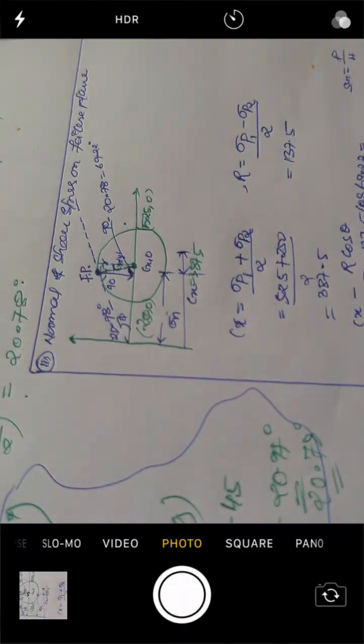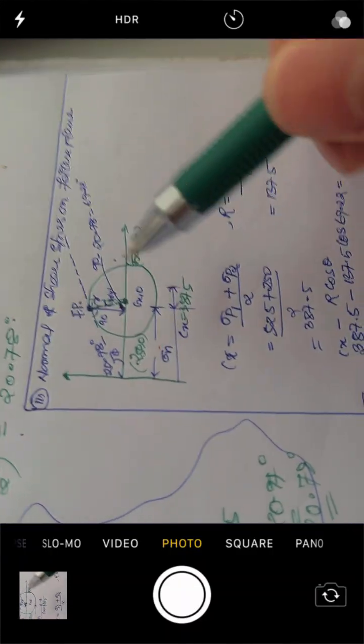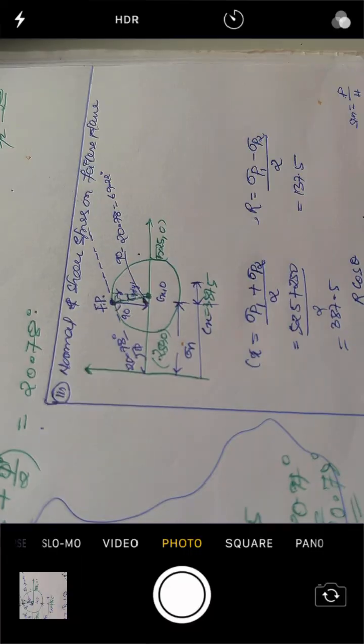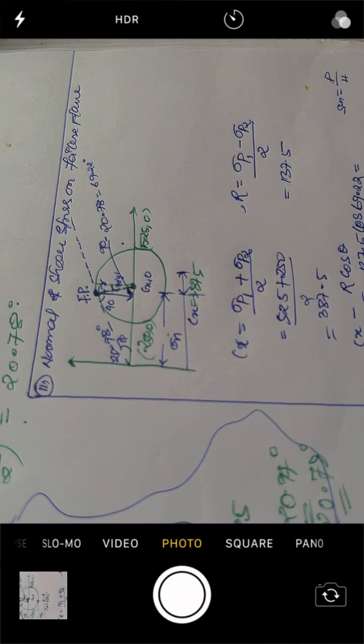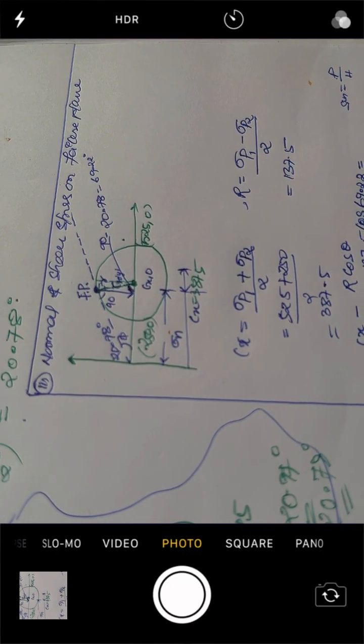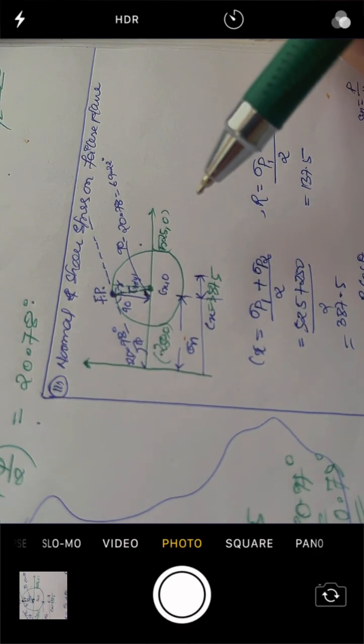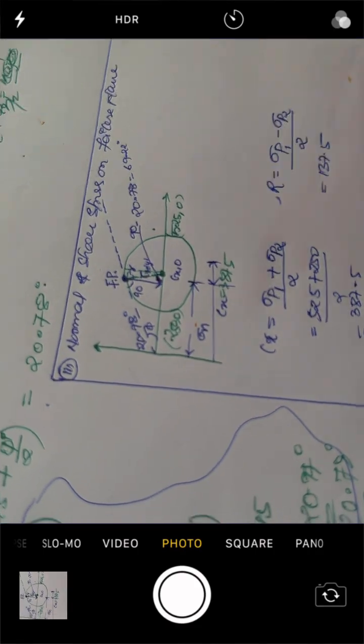Now we'll come to the third part, normal and shear stress. Now we'll solve for the normal and shear stress on the failure plane. There are formulas, but you can solve it in this way also, either that way or this way.